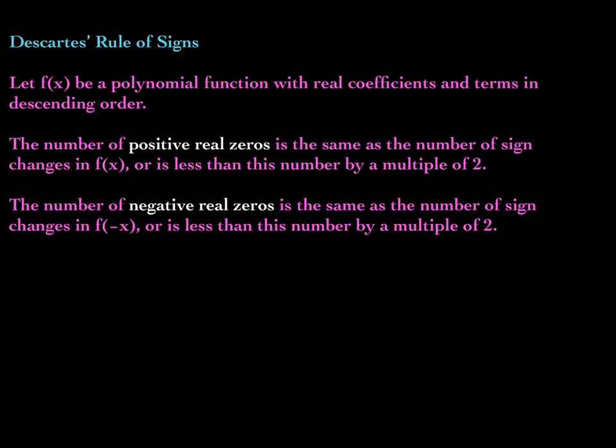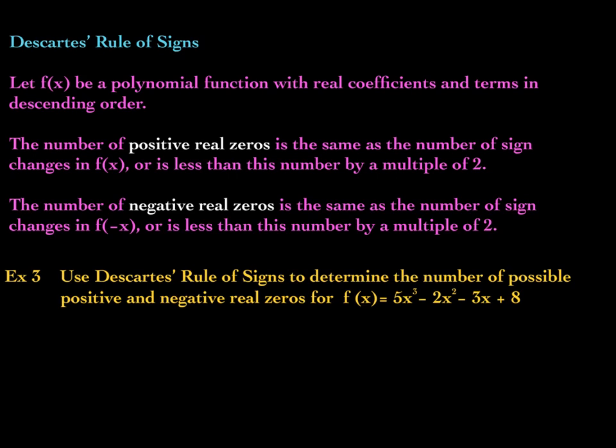Here's an example. All right, let's use Descartes' Rule of Signs for this example. Use Descartes' Rule of Signs to determine the number of possible positive and negative real zeros for this cubic function. All right, so let's first talk about how many possible positive real zeros, right? So this is for positive zeros only. Now, the theorem says all we have to do is count the number of sign changes. Sign changes is when the sign changes from positive to negative or negative to positive from term to term. So I want you to look at your function f of x. And the first term is positive, the second term is negative, the third term is negative, and the constant term is positive, right? Those are these signs here.